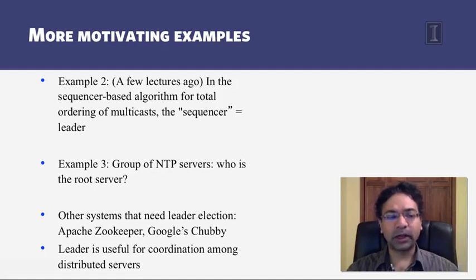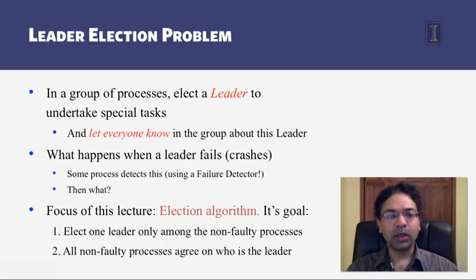Essentially, in a nutshell, a leader in a process group is useful for coordination among the processes in the group itself. Typically, these processes are servers in a cloud. So in a nutshell, in a group of processes, we want to elect a leader. One of the processes needs to be elected as a leader to undertake special tasks such as coordination. Also, it's not just sufficient to elect a leader and let the leader know about it. You need to let all the other non-leaders in the group also know who the leader is. So these are the two requirements of the leader election protocol.